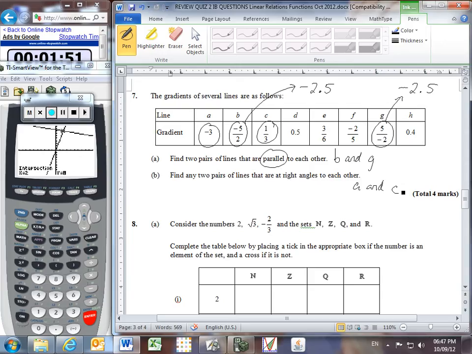I just found another set in part A. Look, 0.5 and 3 over 6, those both equal 1/2, don't they? So another solution to part A would have been lines D and E.